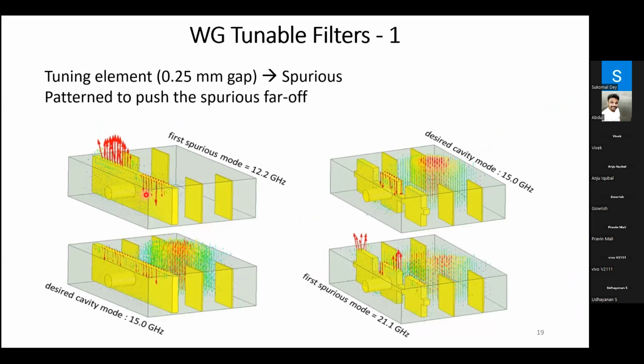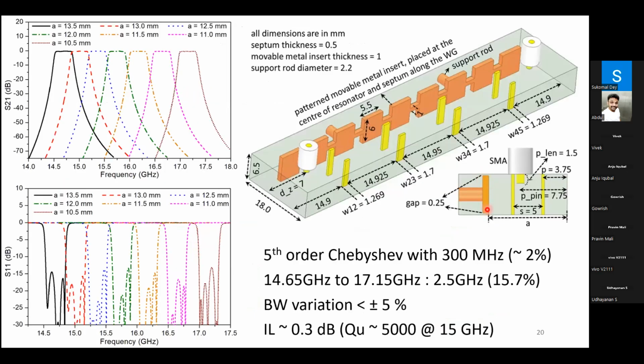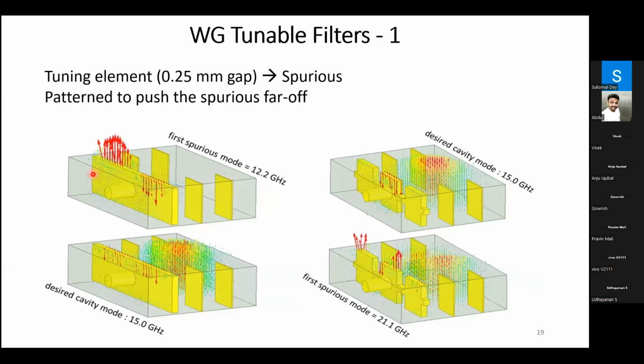So what happened was, when I had a rectangular slab here, if this slab touches the top wall and the bottom wall, then there won't be any spurious problem. That will be an ideal rectangular waveguide. But we had to give an air gap of 0.25 mm between the top wall and the bottom wall. So this created the spurious response for us at around 12.2 gigahertz.